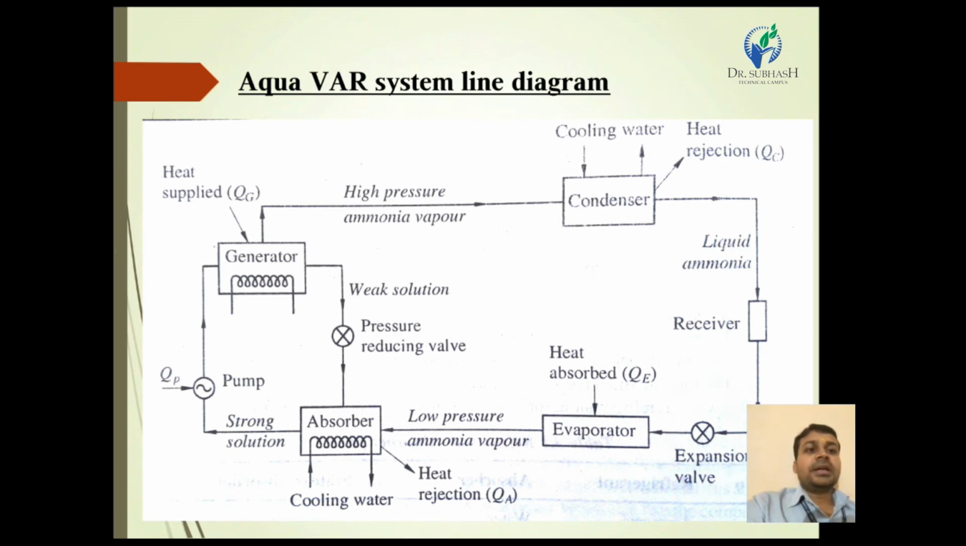Then the refrigerant passes through the evaporator. After the expansion or pressure reducing valve, it is a throttling process. After the throttling process, the NH3 liquid comes to a lower pressure and lower temperature. This low temperature NH3 liquid passes to the evaporator and absorbs heat from the enclosed space and produces a refrigeration effect. The maximum heat is absorbed by the evaporator.